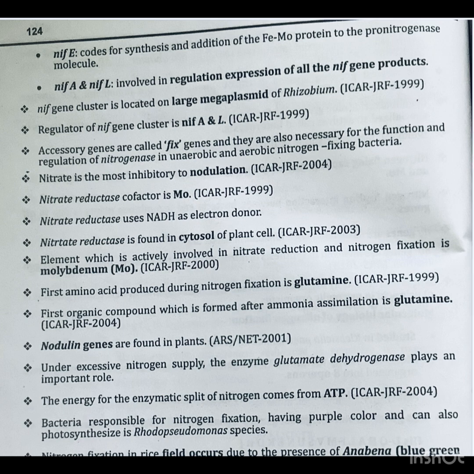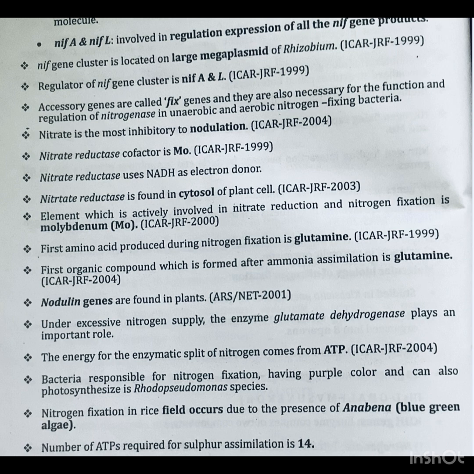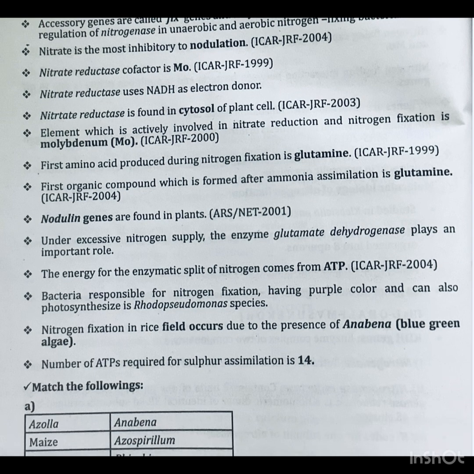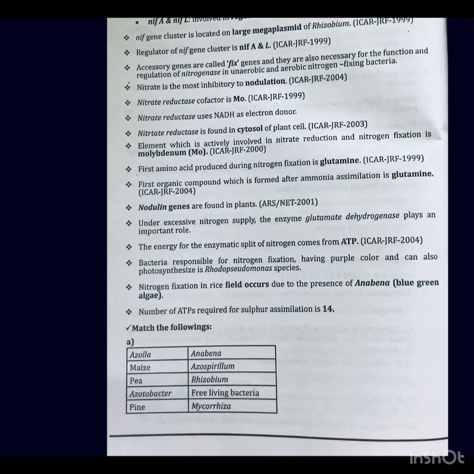ICAR JRF 2000 question. First amino acid produced during nitrogen fixation is glutamine. ICAR JRF 99 question. First organic compound which is formed after ammonia assimilation is glutamine. ICAR JRF 2004 question. Nodulin genes are found in plants. ARS Net 2001 question. Under excessive nitrogen supply, the enzyme glutamate dehydrogenase plays an important role. The energy for the enzymatic split of nitrogen comes from ATP.